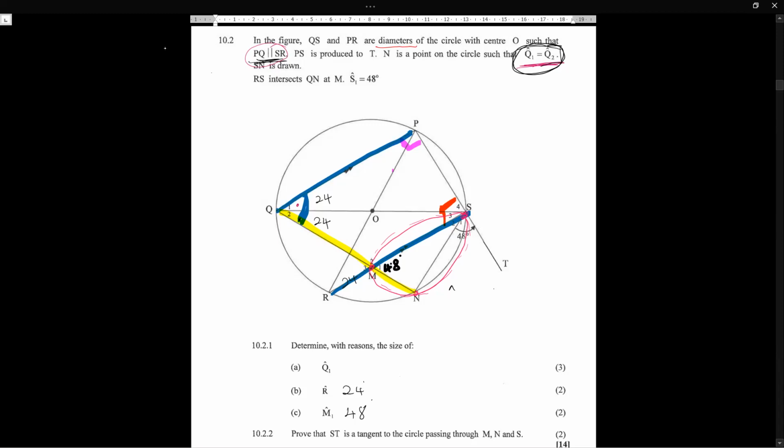You see, S1 is 48 and M1 is 48. That is the converse of the tan chord theorem.